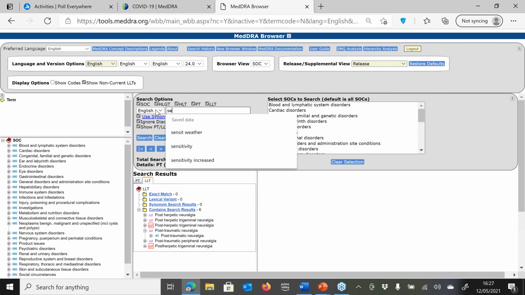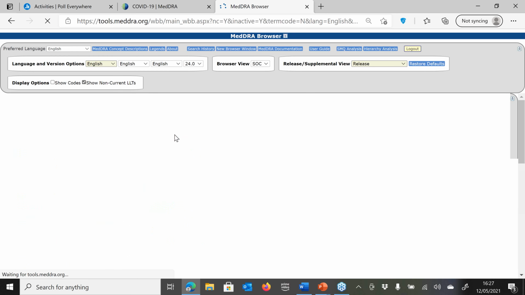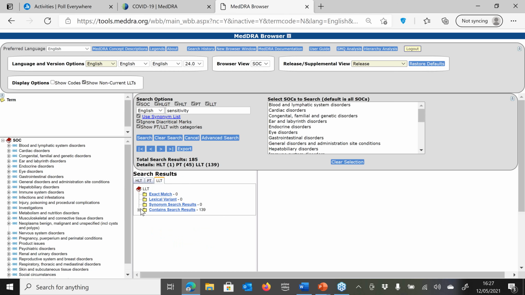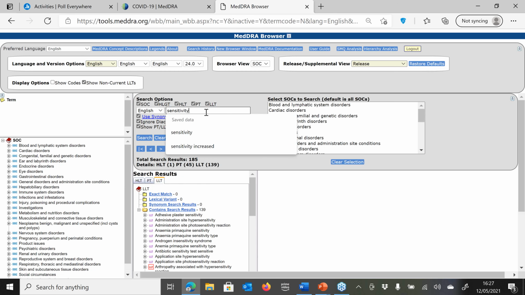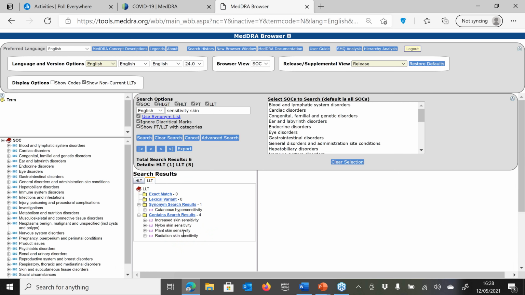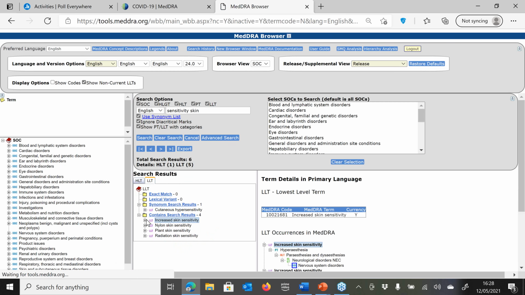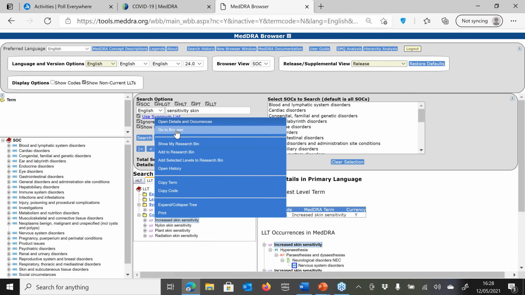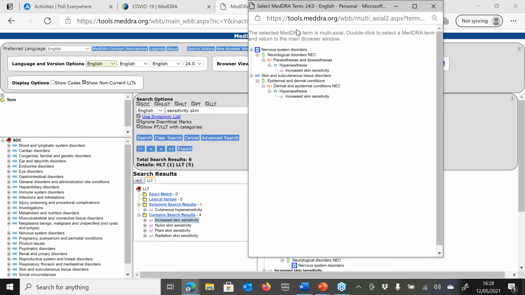So I'm going to look up sensitivity first. Start with the reported words, sensitivity. And there we go, I've got 139. That's a lot, isn't it? Well, one of the terms we had there was skin, so let's start with that and we can browse around, a combination of top down and bottom up. Let's start with skin sensitivity. So we've got increased skin sensitivity, oversensitivity on one side of the body. Let's go to the browser and look at the placement of that one.